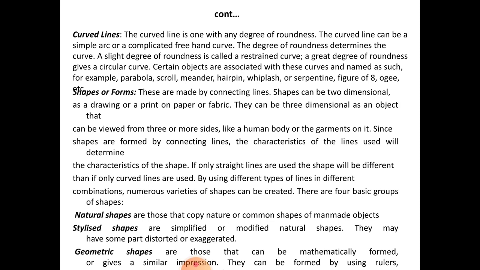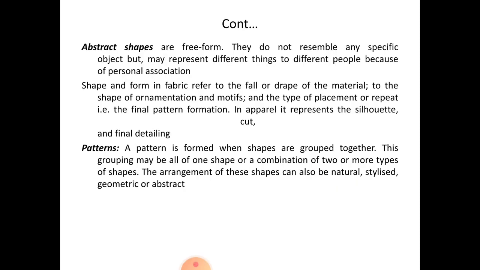First is natural shapes, those that copy nature or common shapes of man-made objects. Second is stylized shapes, which are simplified or modified natural shapes. They may have some parts distorted or exaggerated. Third is geometric shapes, those that can be mathematically formed or give a similar impression. They can be formed by using rulers. And another is abstract shapes. They do not resemble any specific object but may represent different things to different people because of personal association.